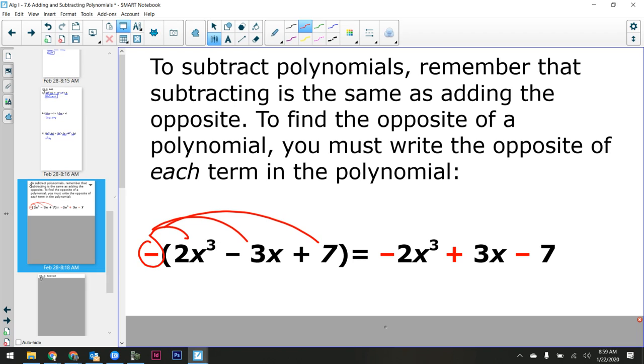So it's going to turn into a minus 2x cubed, a plus 3x, and a minus 7. All you're going to do is just distribute with that negative sign, and then combine like terms. It's literally only got one additional step on it from the addition process. So let's try that.